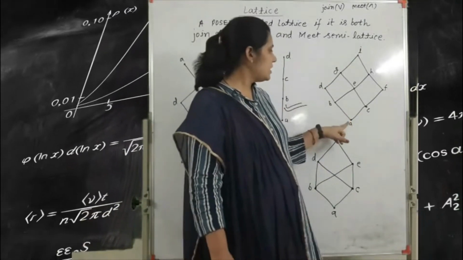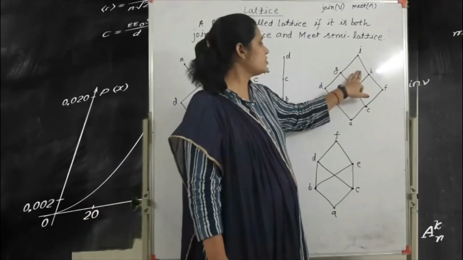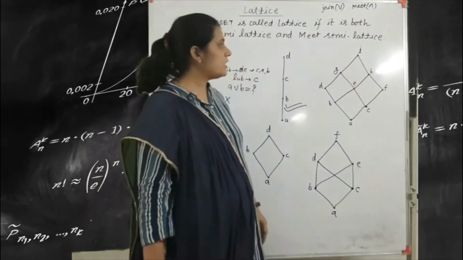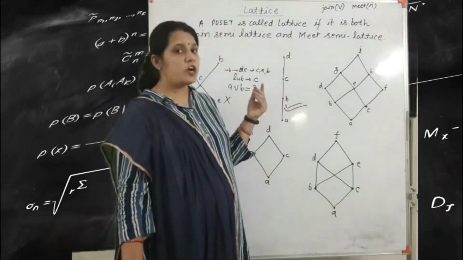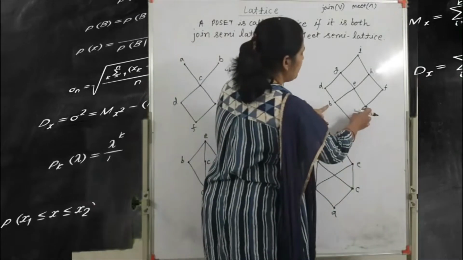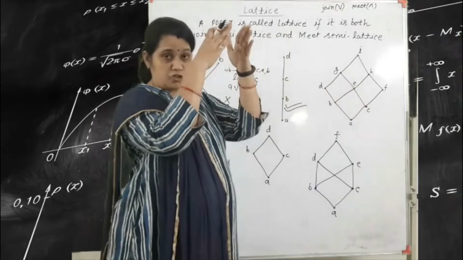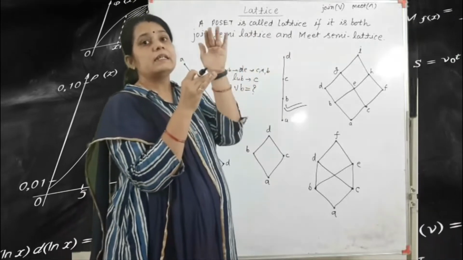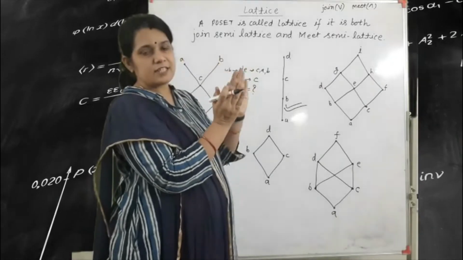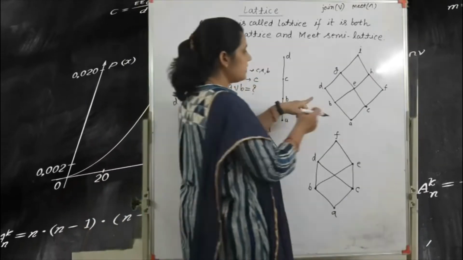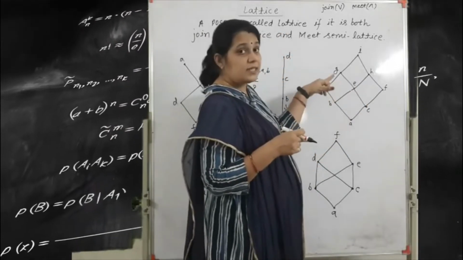In this example we have A, B, C, D, E, F, G, H and I. Okay, so here if we consider every pair of elements, first we find the joins. The join is the least upper bound, and the meet is the greatest lower bound. So here B and C, the join is E. This is the least upper bound.